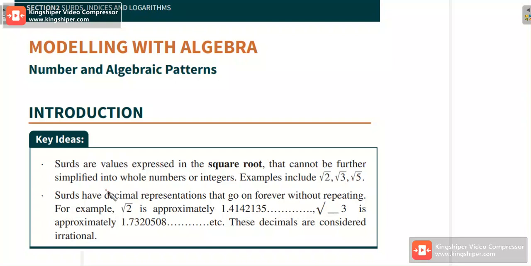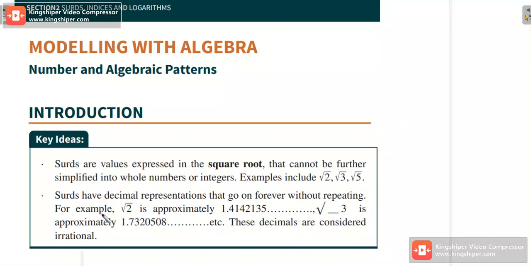Sets are values expressed in the square roots. Values that are expressed in the square root that cannot be further simplified into whole numbers or integers. So an example of sets are root of 2, root of 3, root of 4. Sets have decimal representations that do not go on forever without repeating.